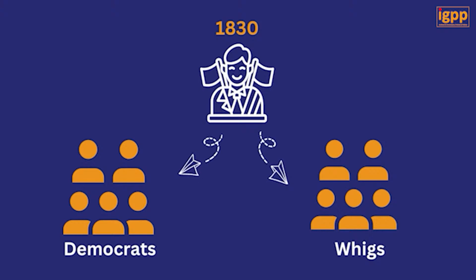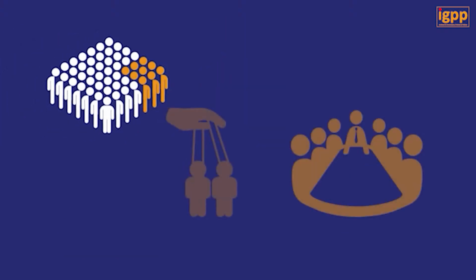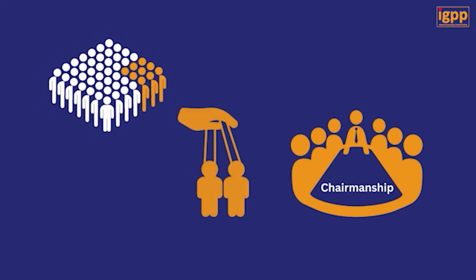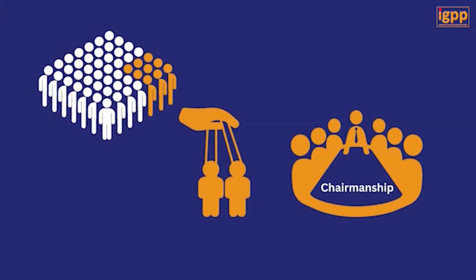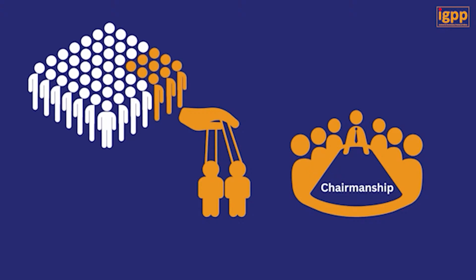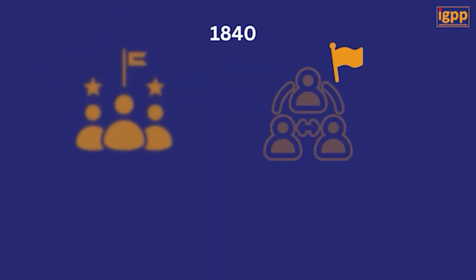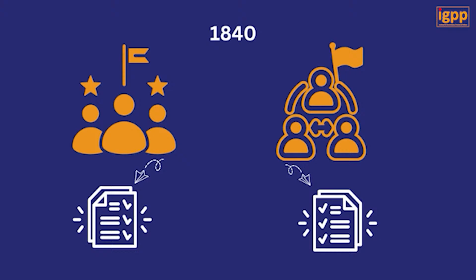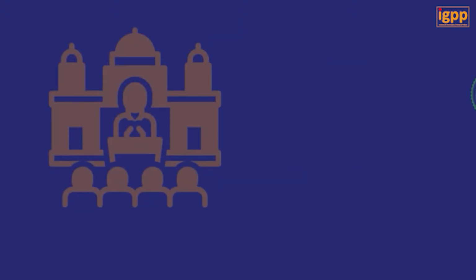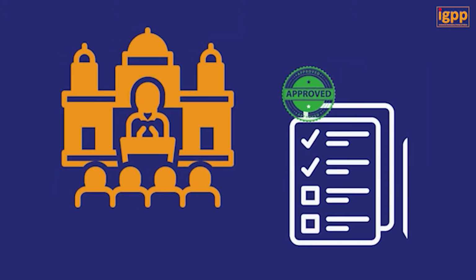The party in the majority controlled the chairmanships and a majority of seats on most, if not all, of the standing committees. In the 1840s, each party began determining committee assignments of their members and submitted lists of assignments to be approved by the full Senate.